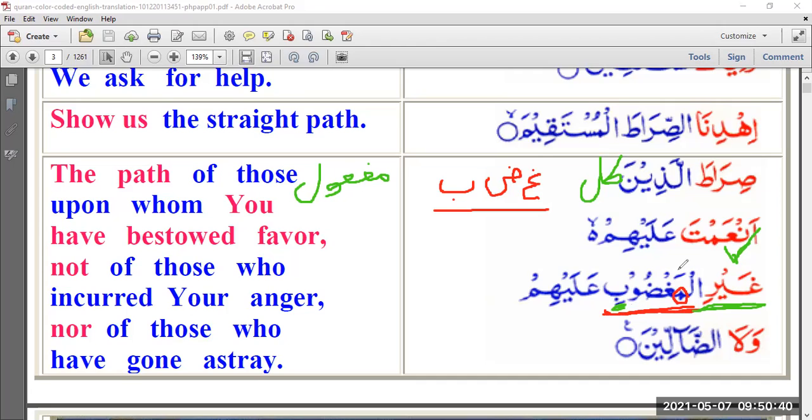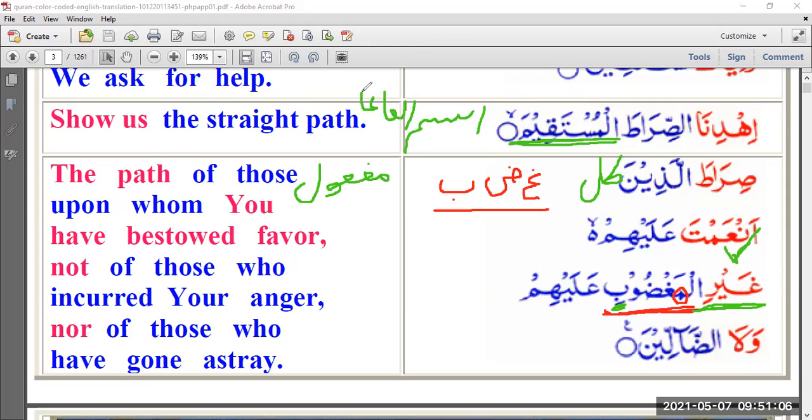We understood that this is mudaf ilayh because there is a kasra here. But how has it come? Nashmi, you were there when we were dealing with mustaqim. Yes, miss, I joined and I saw that. What is mustaqim? It's ismul fa'il.